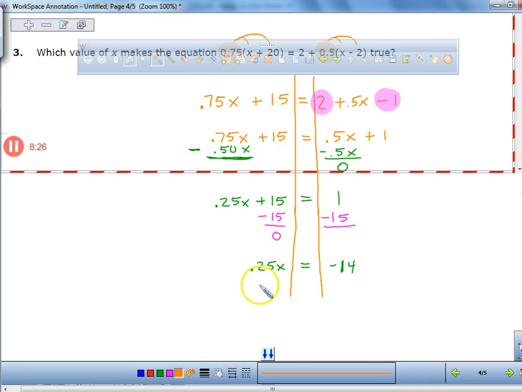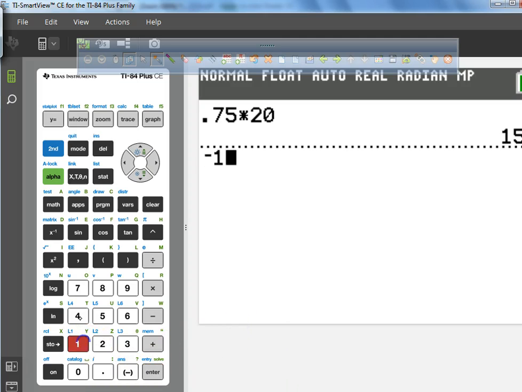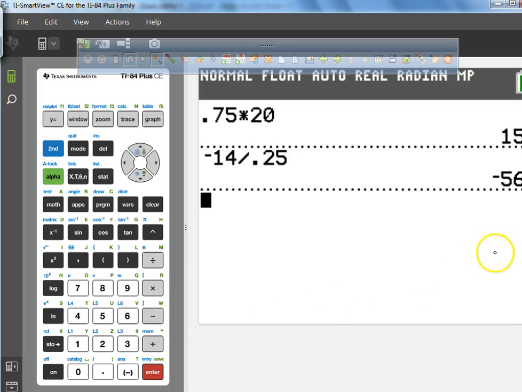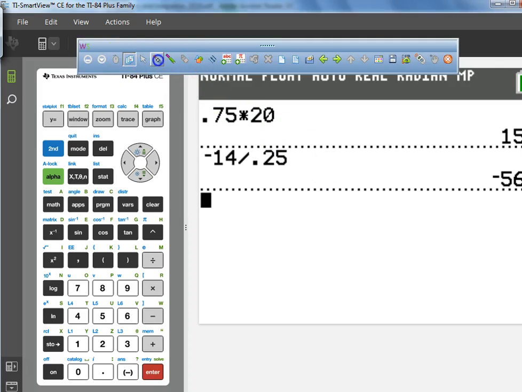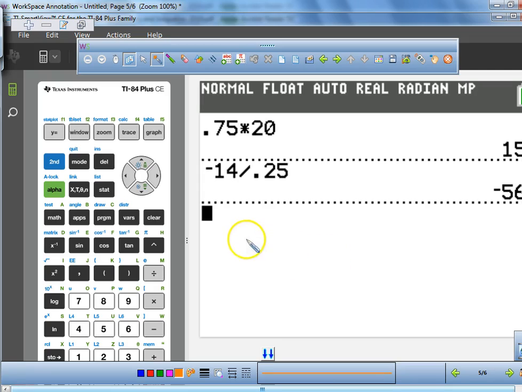Divide, alright, what are we going to divide? We're going to divide both sides by what? Yeah, 0.25. Okay, 0.25. Now, everybody, if I didn't have a calculator to be able to do negative 14 divided by 0.25, which will get us negative 56, alright? If I didn't know that, if I didn't have the calculator, here's what I would do instead, okay?